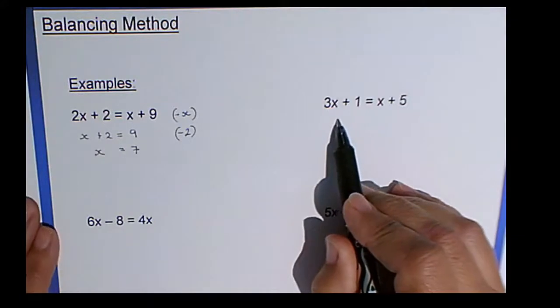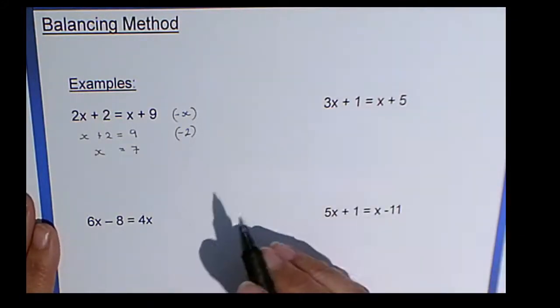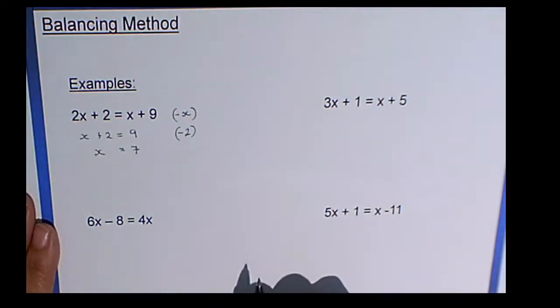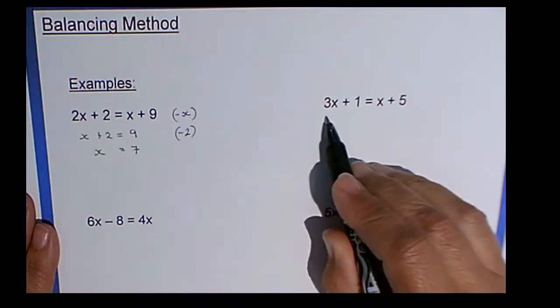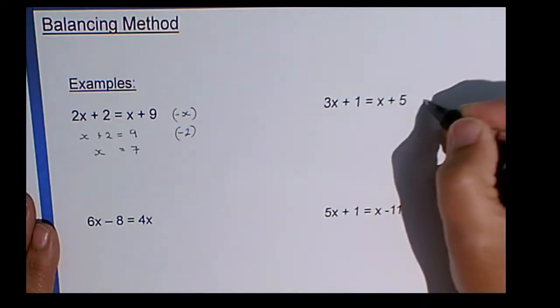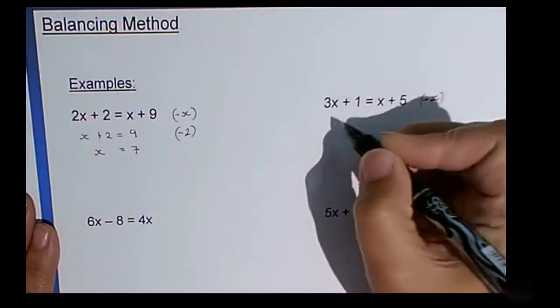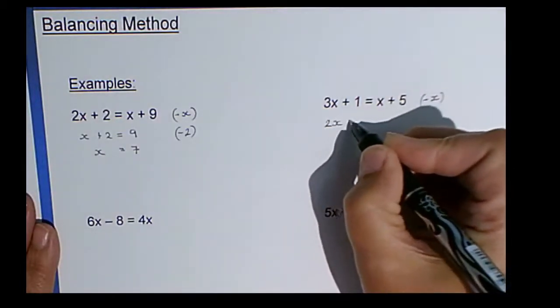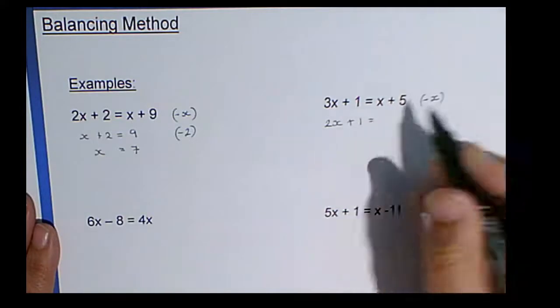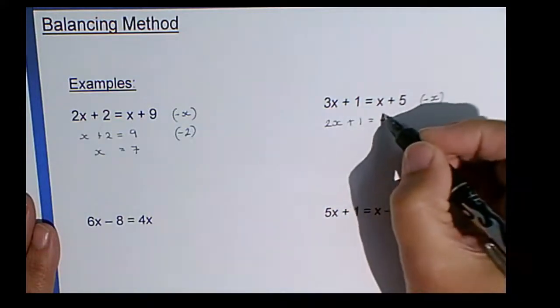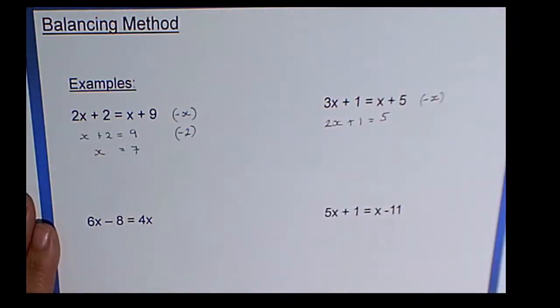Alright, let's have a look at this one then. So again, my first step, I like to get rid of my smallest amount of letters. So 1x is smaller than 3x, and we're going to take that 1x away. So if I take 1x from both sides, I have 2x plus 1 on this side, take it away from this side, and we're left with 5.